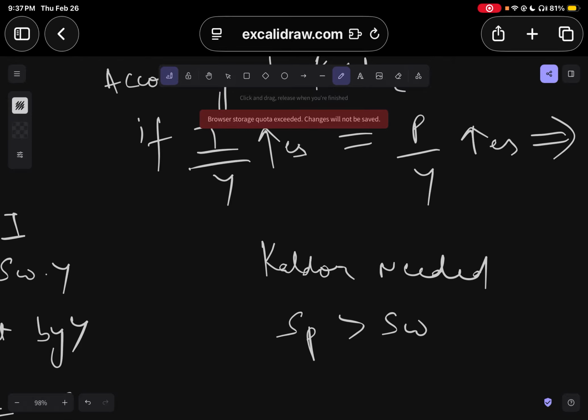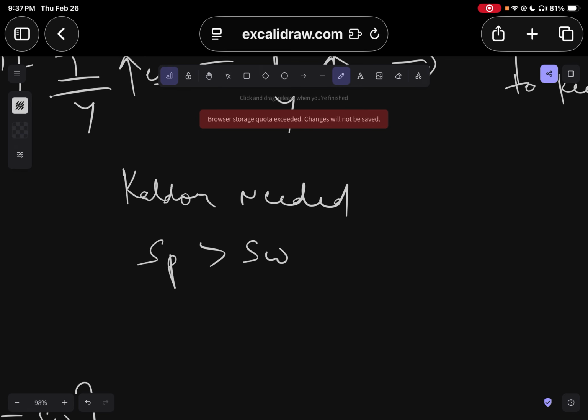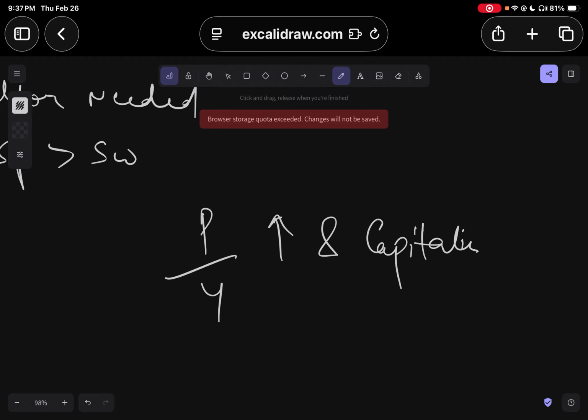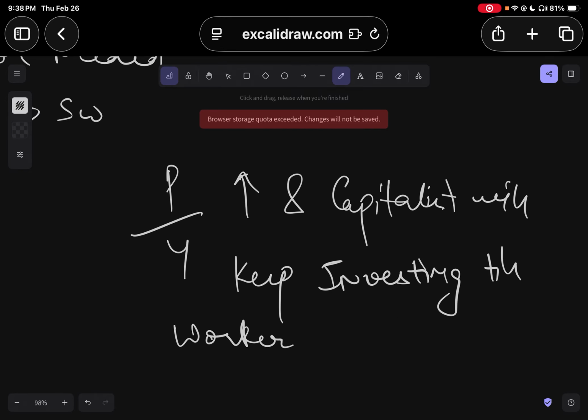Kaldor's equilibrium also shows that capitalists can invest more to increase production and there will be demand to increase profit for capitalist. P upon Y will be increased and capitalist will keep investing till worker is earning minimum wage. So P upon Y increases and capitalist will keep investing till worker is earning minimum wage.